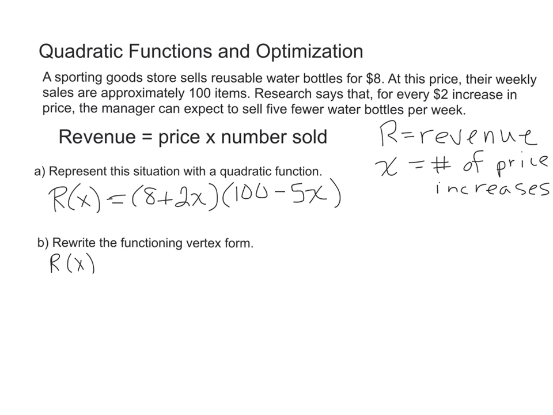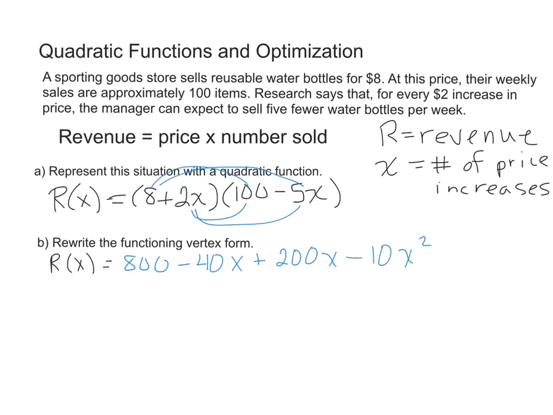So what I'm going to do is multiply 8 times 100 and 8 times negative 5x. And then 2x times 100 and 2x times negative 5x. So that's expanding, because it was in a factored form, which we're not used to working with.